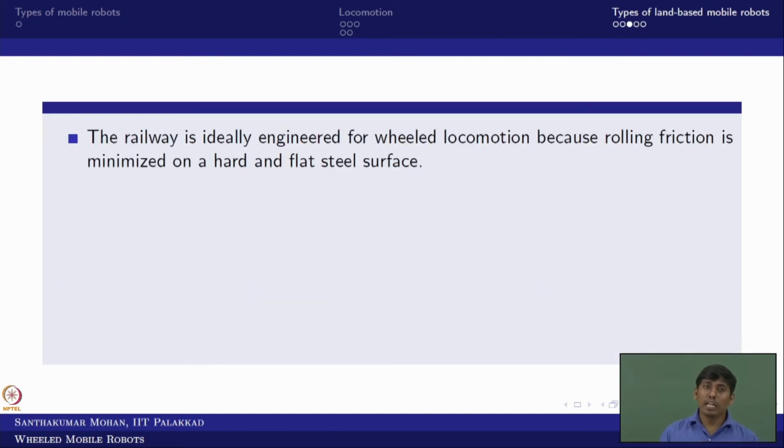Okay. So why is there a railway? You would have seen in western countries, or developed countries, that at peak hours they run trams rather than buses. Do you know why? There is one important aspect in locomotion. You know the railway is ideally engineered. What does that mean?